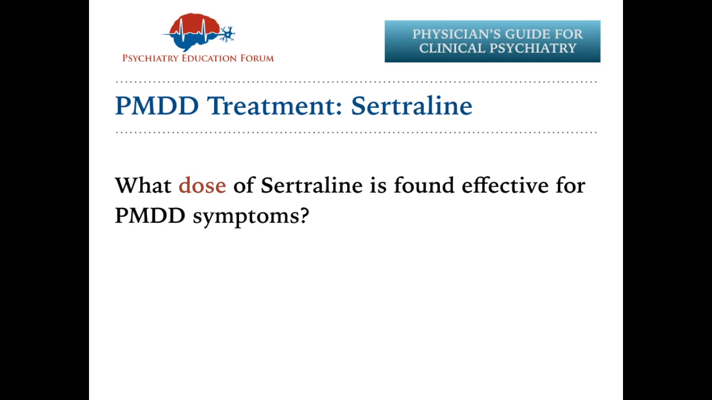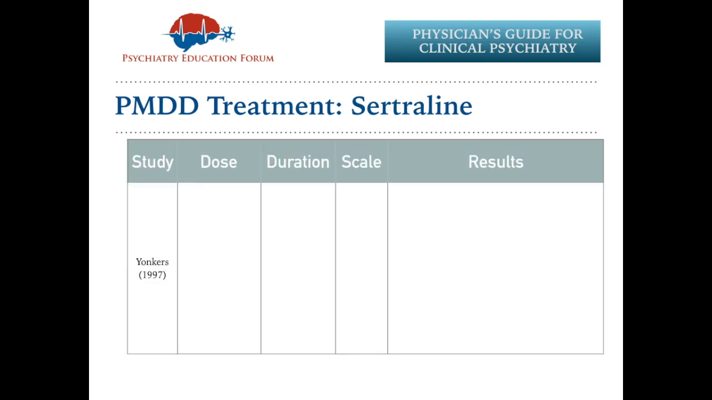Now moving to our third FDA approved medication, Sertraline here. What dose of Sertraline was found effective for PMDD symptoms? This will be answered by a study published by Yonkers in 1997. This was again a randomized, double-blind, placebo-controlled trial. They used a flexible dosing range from 50 to 150 milligram for Sertraline. And it was a daily dosing, not a luteal phase dosing.